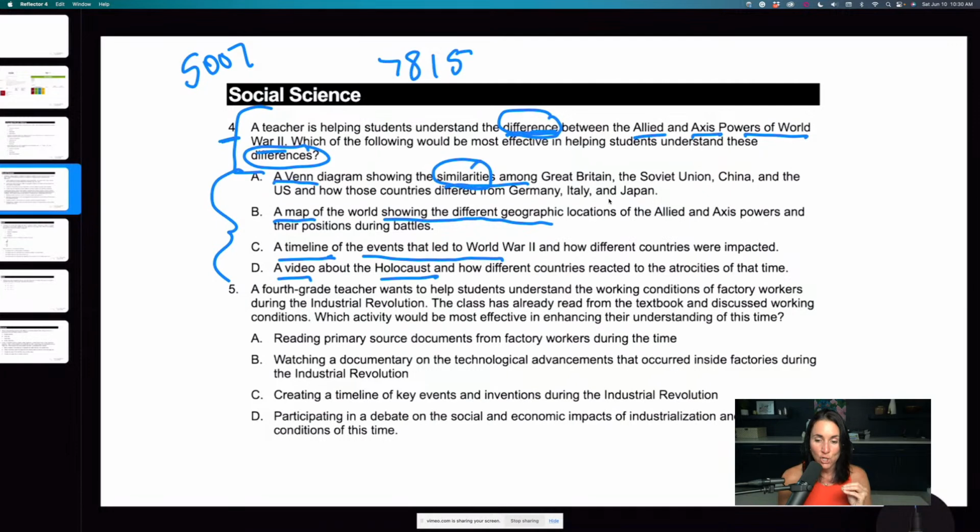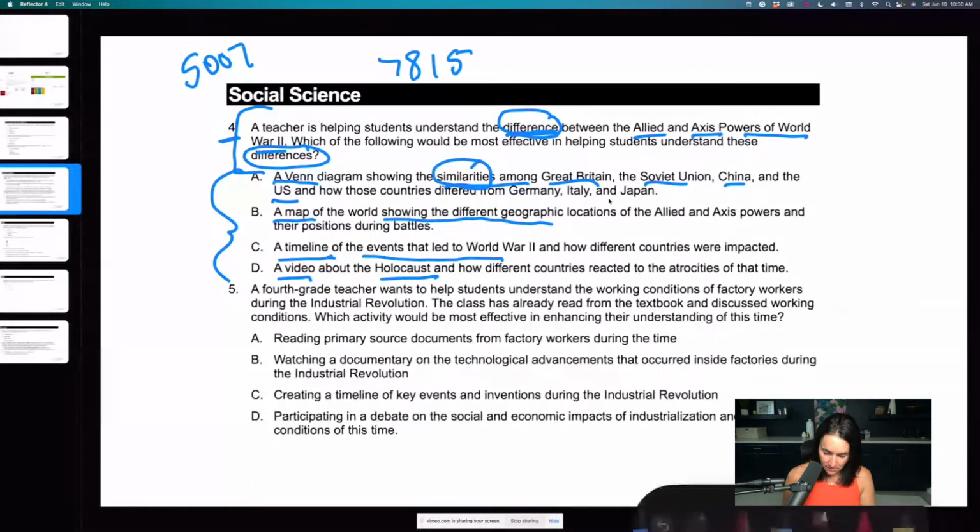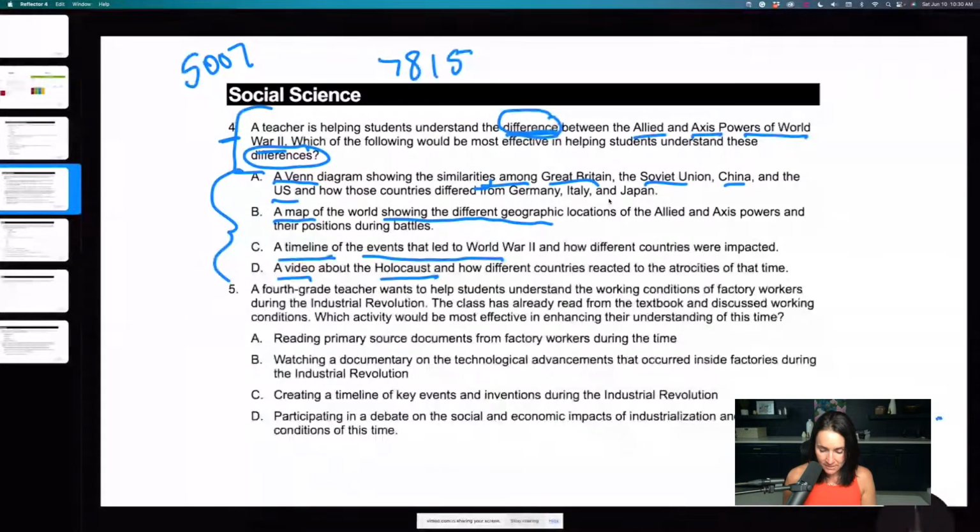So here's where you have to know the social studies. You have to know that Great Britain, the Soviet Union, China, and the United States are the big four of World War II. Those are the Allied powers. And then I have this word here, how those countries differed from Germany, Italy, and Japan, which were the Axis powers. Now, notice that I have to have a little bit of social studies knowledge, and I have to understand that a Venn diagram is going to show me similarities and differences. And here I have the word differed, and I'm looking at the difference between the Allied and Axis powers.